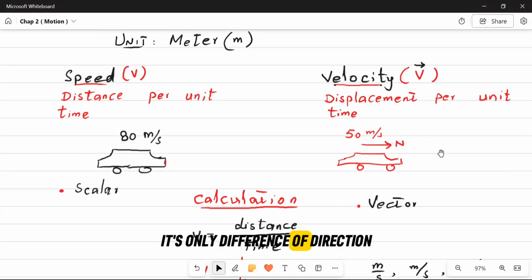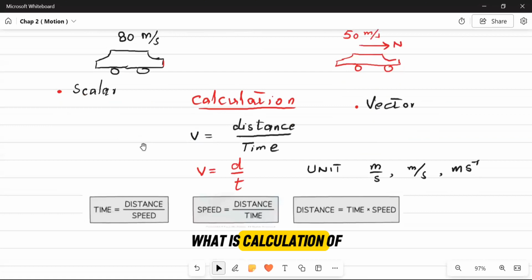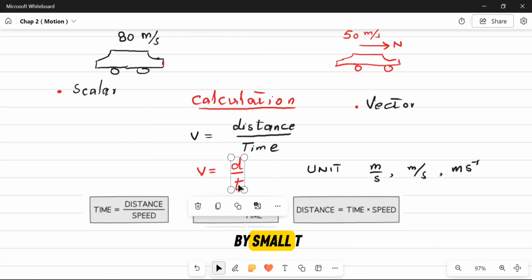It's only a difference of direction. So what is the calculation of the speed or velocity? Speed or velocity is represented by v. V is equal to distance over time. The rate means divide by time. So distance is represented by d and time is represented by small t.